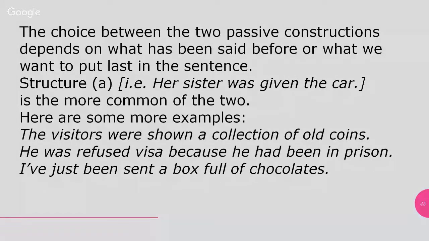We usually make the indirect object, the person, the subject of the passive sentence, but it is not actually the rule. The visitors were shown a collection of old coins. He was refused a visa because he had been in prison. I've just been sent a box full of chocolates.